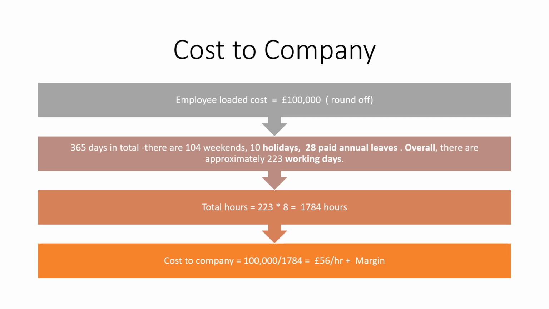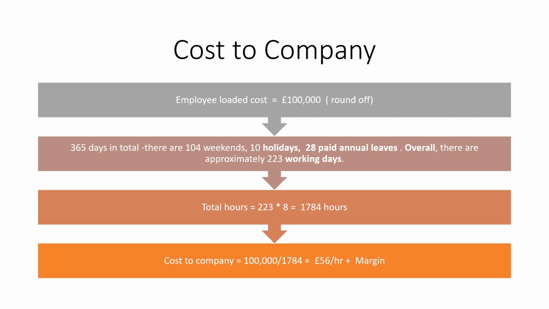So the employee loaded cost is 100k that we got from the previous slide. Then we have 365 total days, out of which we remove weekends, then holidays, and then paid annual leaves. So it can vary. In this given example, we have taken the UK. In the UK, workers are legally entitled to 5.6 weeks of paid holidays a year. So that's the example we have taken here. And that will approximately come to around 223 working days.